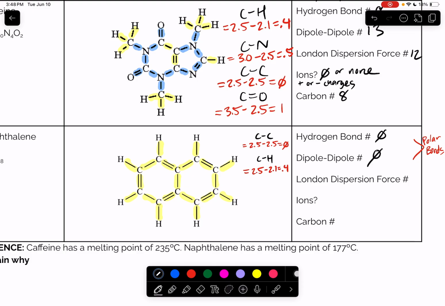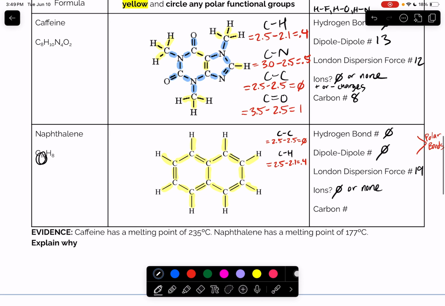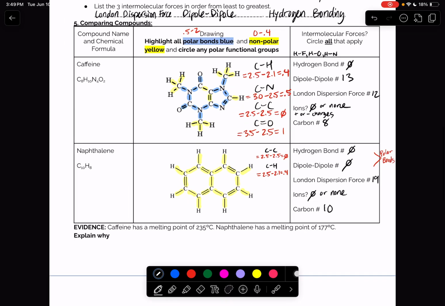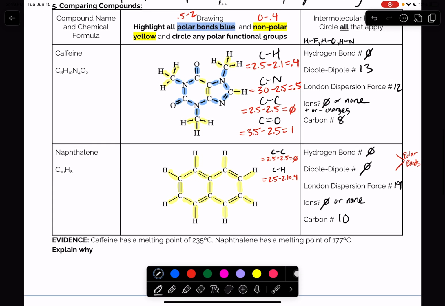What I do have is a bunch of LDF bonds, so I'm going to count them. I have 1, 2, 3, 4, 5, 6, 7, 8, 9, 10, 11, 12, 13, 14, 15, 16, 17, 18, 19. So I have 19 LDFs. Ions, remember, that means, do I have any positive or negative charges? Nope, I see no positive charges and no negative charges, so I'm going to put 0 or none. And then carbon. Again, I could count the carbons, or you could just look at the formula, and I have 10 of them.